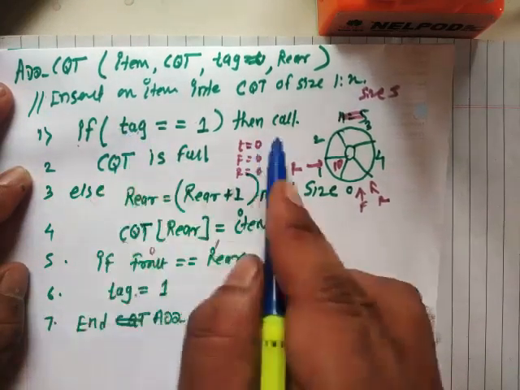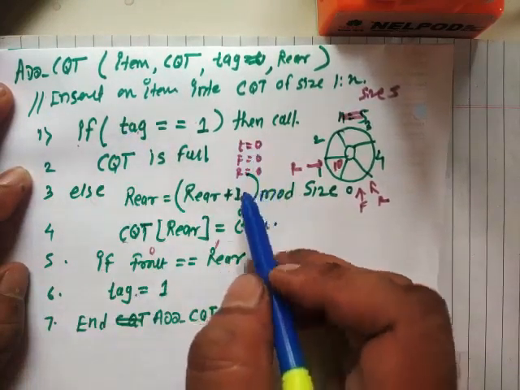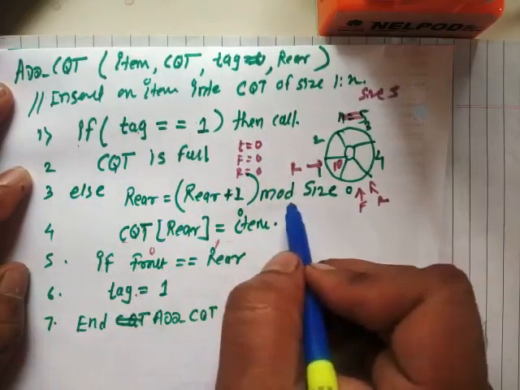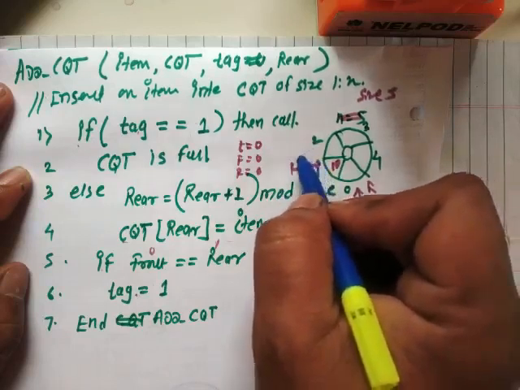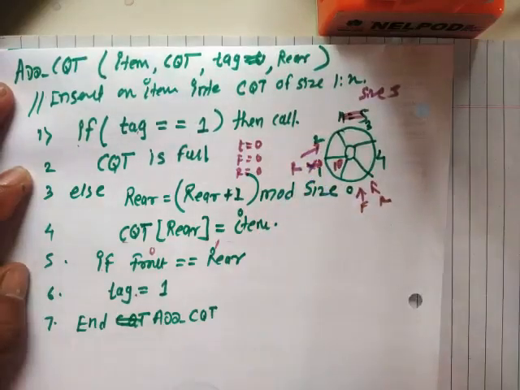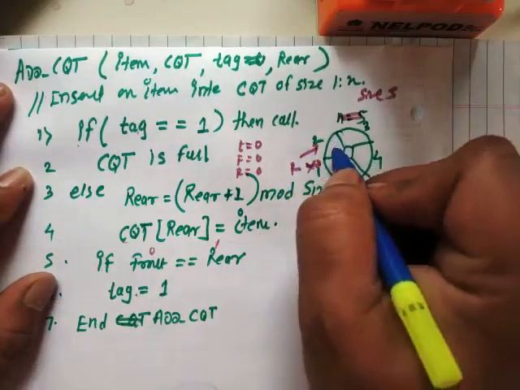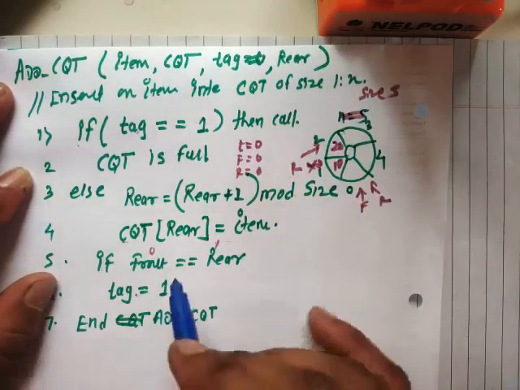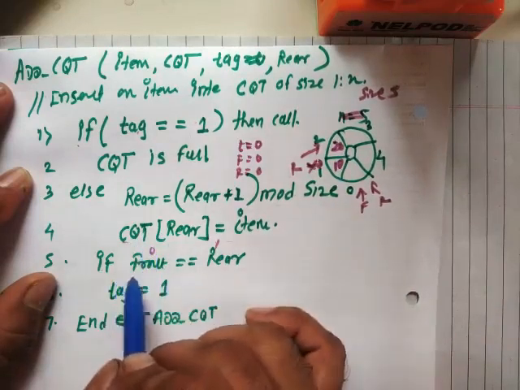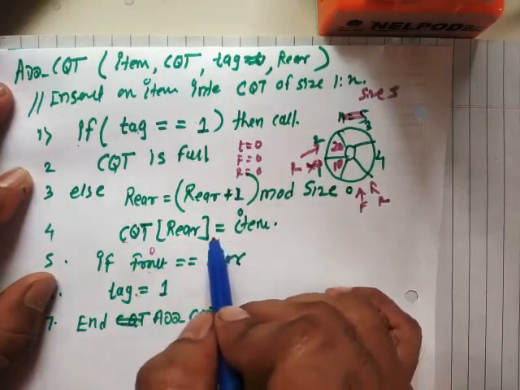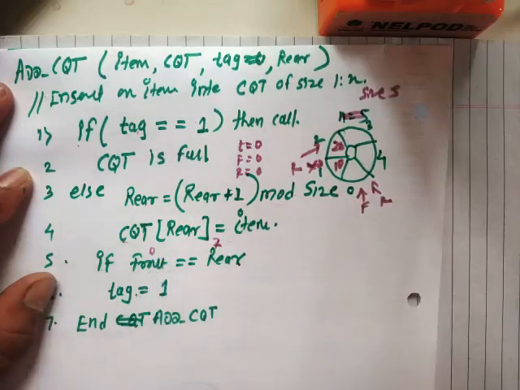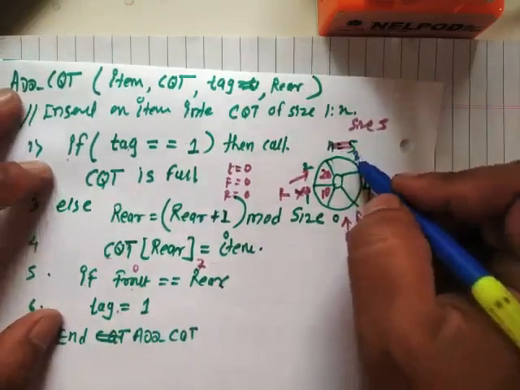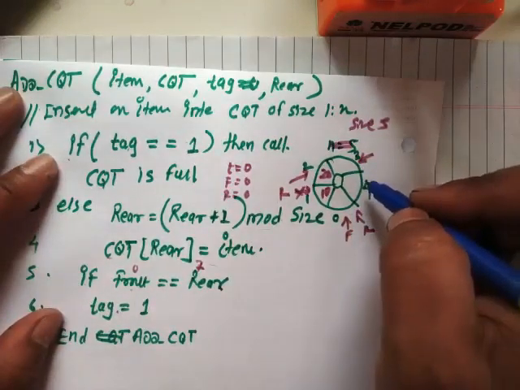Now again we are going to insert one more element. Is tag equal to 1? No, it is not equal to 1, so it will jump to the else part. Then again we find the rear position, so rear will jump to index 2. At index 2 we insert element 20. After inserting, we check if front is equal to rear. False, since rear value is 2 and front value is 0. End of the execution.